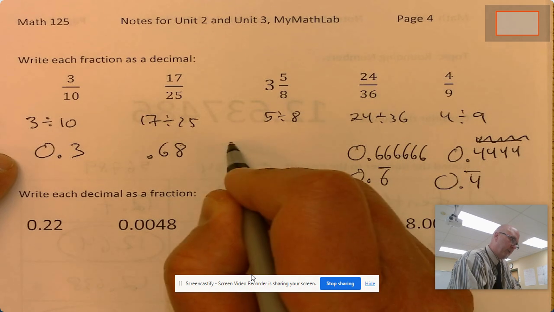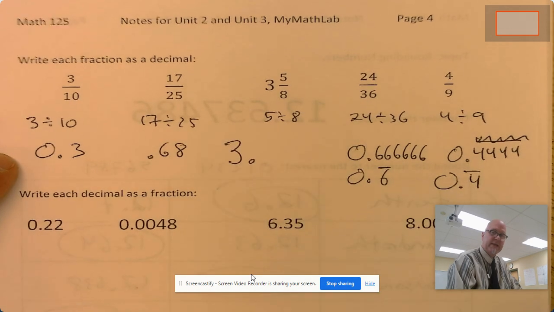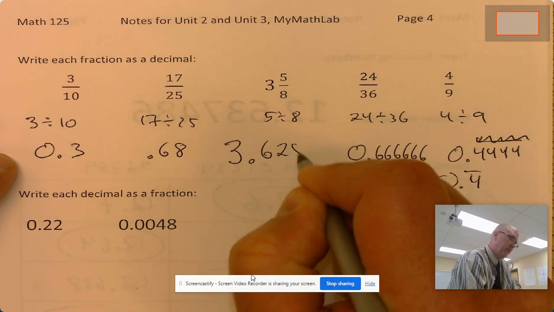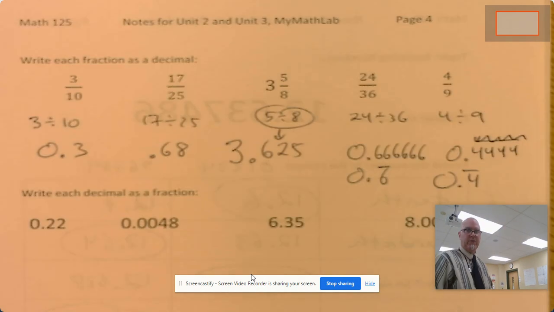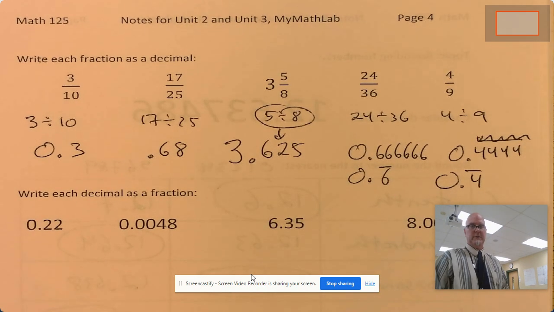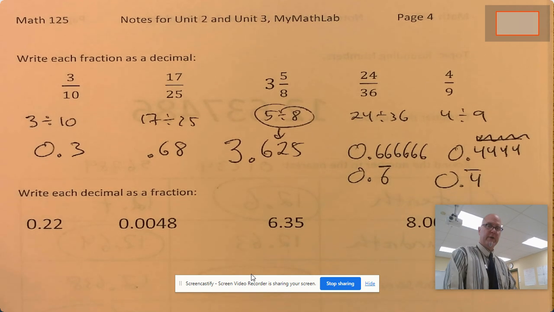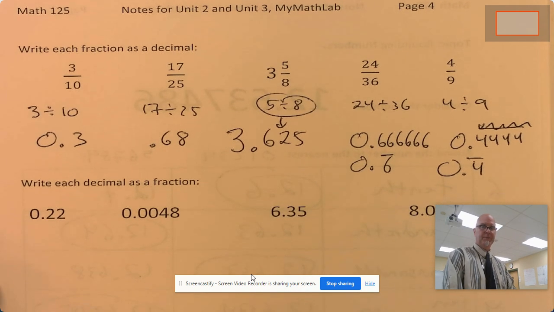This one is going to be 3 point whatever that decimal is, which was 6, 2. So the 5/8 gives you 0.625, and then you stick the 3 in the front. So that's how you write a fraction as a decimal.